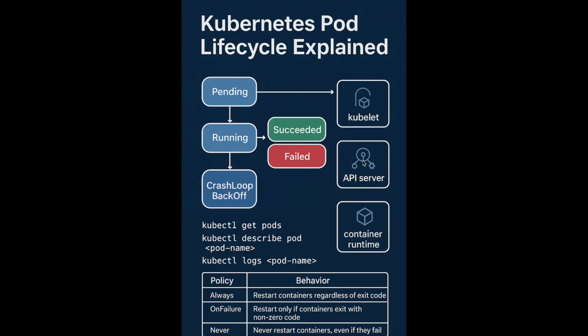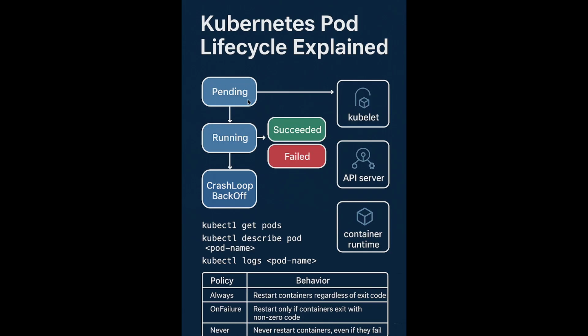So now we can say that if it is in pending state, the scheduler hasn't assigned it to a node yet, or the node is still pulling the container image. Examples of this are slow image pulls, insufficient resources, or waiting for PVCs, which can keep your pod in the pending state.